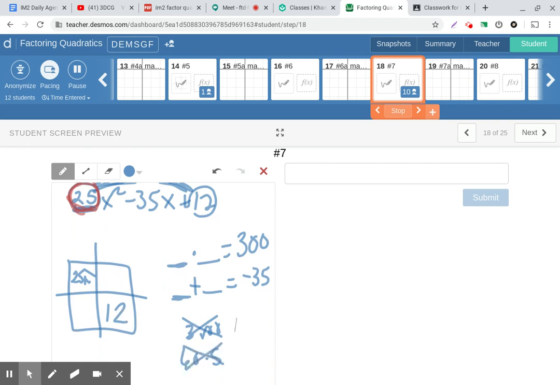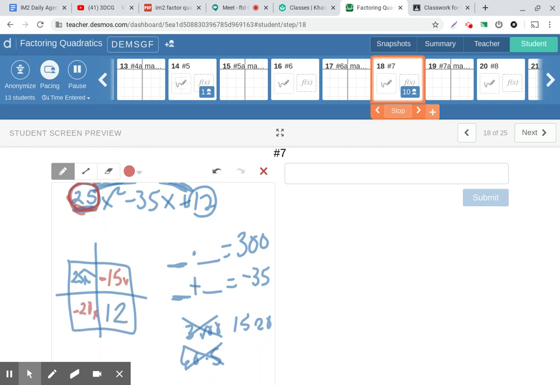So then there's 15 and 20. Those multiply to 300. And if you add them, they do become 35, except they both have to be negative, okay? They both have to be negative. So it's going to be negative 15x and then negative 20x. This was a little harder.